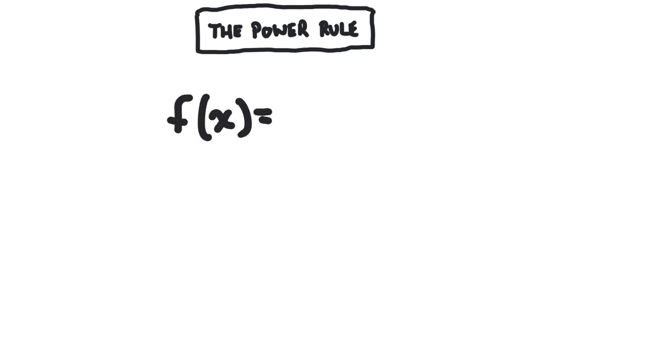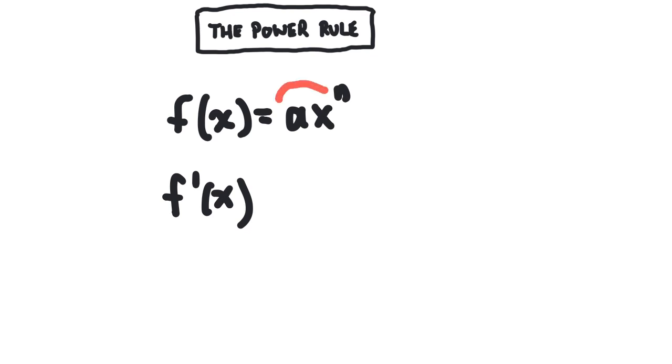Here's the power rule. Say you have a function of x that looks like ax to the n, where a and n are real numbers. If you want to find its derivative, simply take the exponent n and multiply it by the coefficient of a to get n times a, and decrease the exponent by 1, n minus 1. That's it. That's all there is to it.